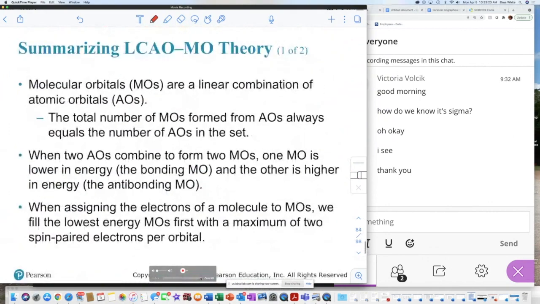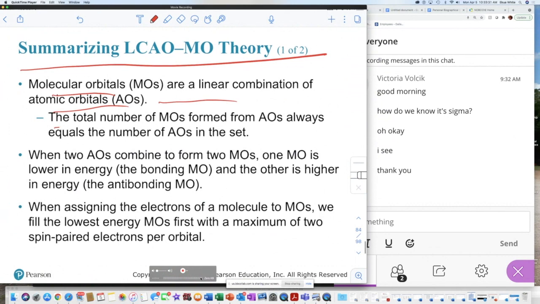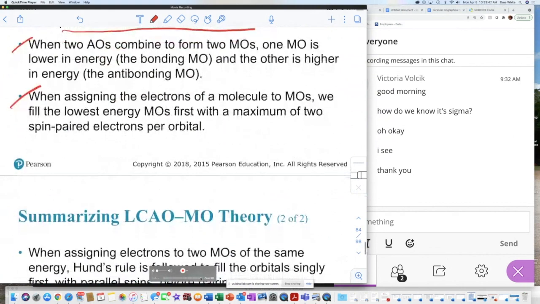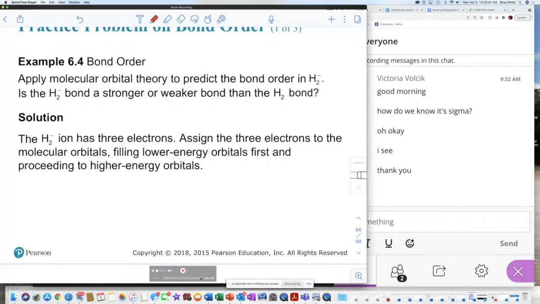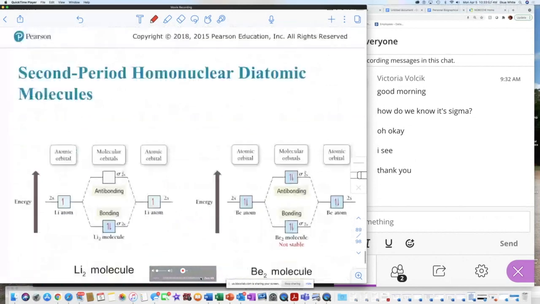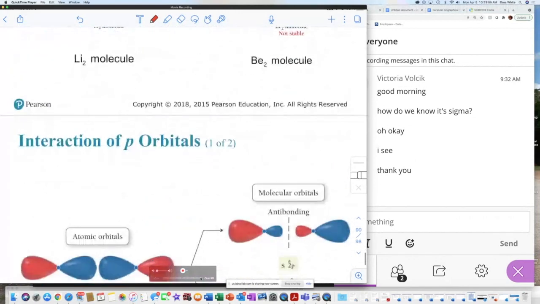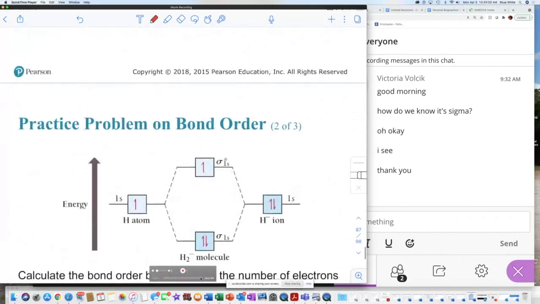Okay, now that we've seen all that, summarizing molecular orbital theory: molecular orbitals are linear combinations of atomic orbitals. The total number of molecular orbitals formed must equal the number of atomic orbitals in the set. I won't go over this again. I've already mentioned it, the way they combine, lower energy. I've talked about all that stuff. So what I'm going to do right now is look at this example, a practice problem. I want to get to the ones that have p orbitals. Okay, I guess we're close to that. I'll do one more, then we'll get to the p orbitals part.